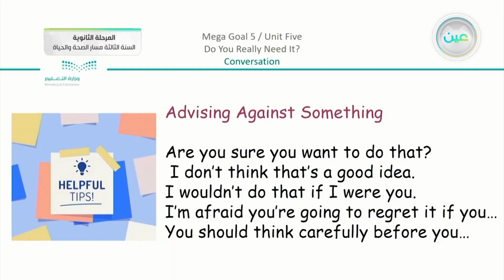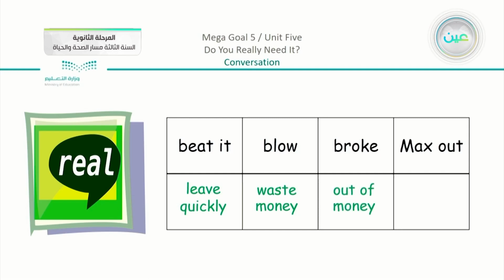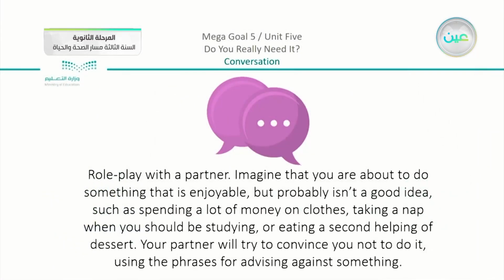So we have these phrases. They show advice against something. You can also see that the words we discussed at the very beginning are in the conversation. Beat it, as we said, means to leave quickly. We also have to blow money away, which means to waste money. We have broke, someone who is broke is out of money. And max out means, of course, to spend up to the limit. So in our conversation part, we have the part about advising against something, and we do have our real talk phrases.